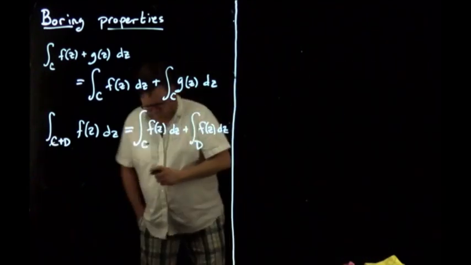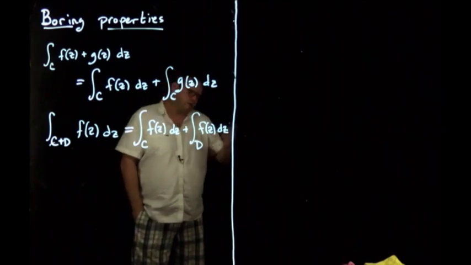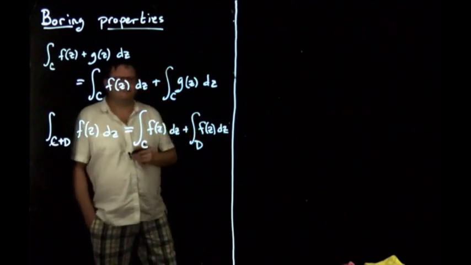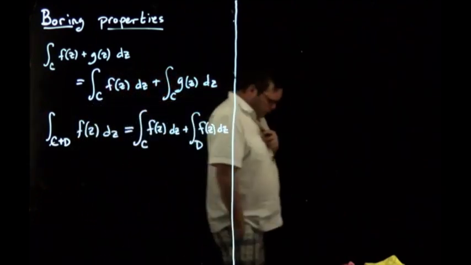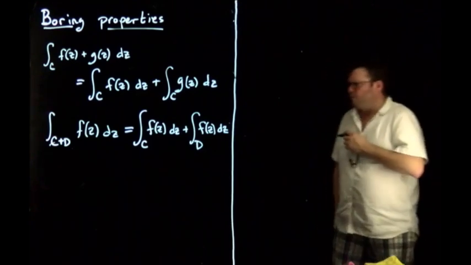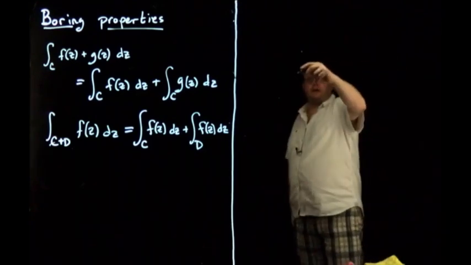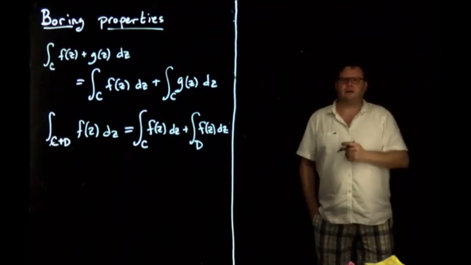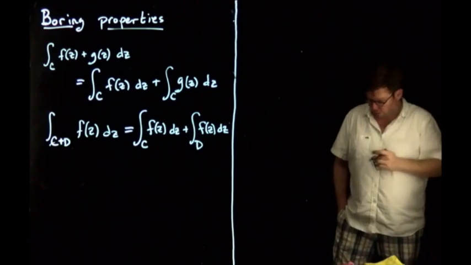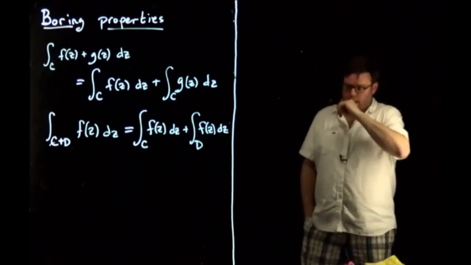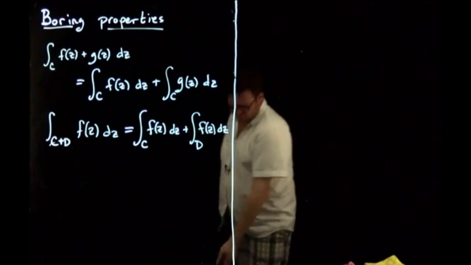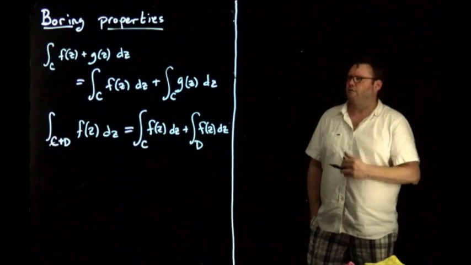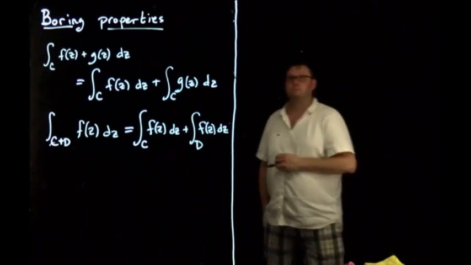Slightly more interesting is, what if we have a curve C and we want to go around it in the opposite orientation? Now, if you think back to our first example, when we went around it in the counterclockwise orientation, we got 2 pi i. When we went around it in the clockwise orientation, we got negative 2 pi i. So the question is, is it always true that if you go around in the negative orientation, you get the negative of the integral? And it is true.